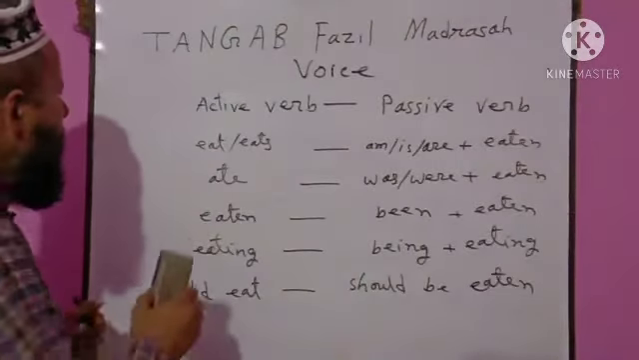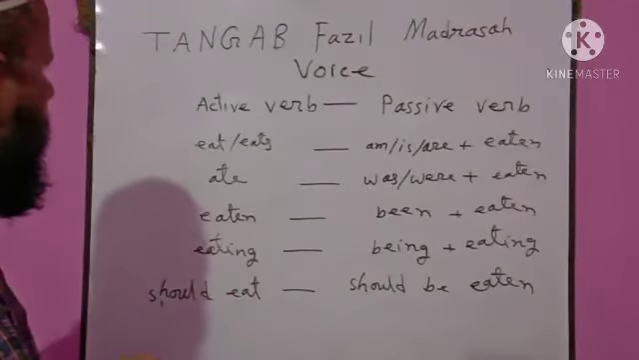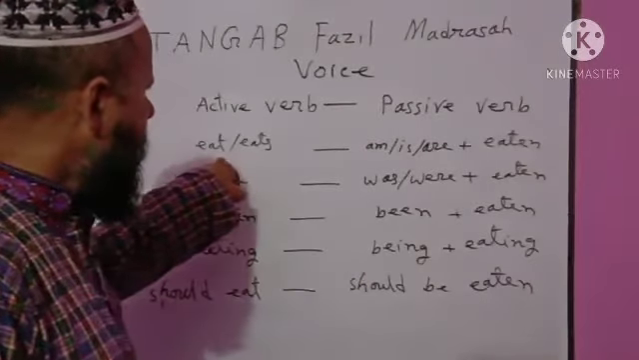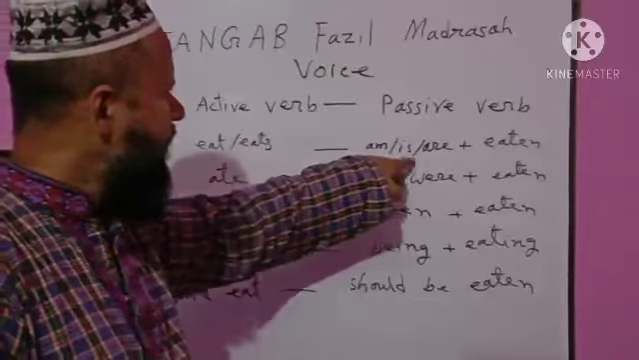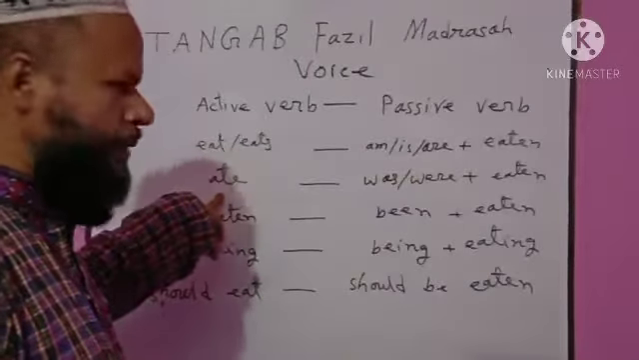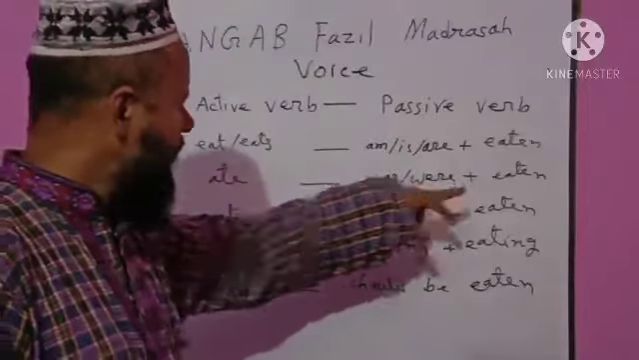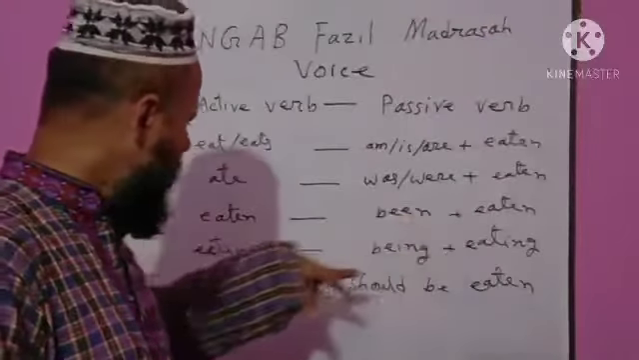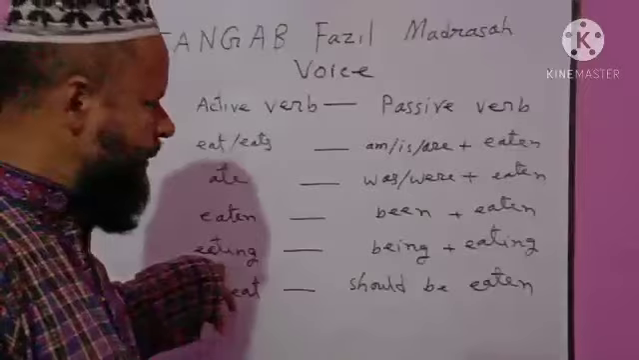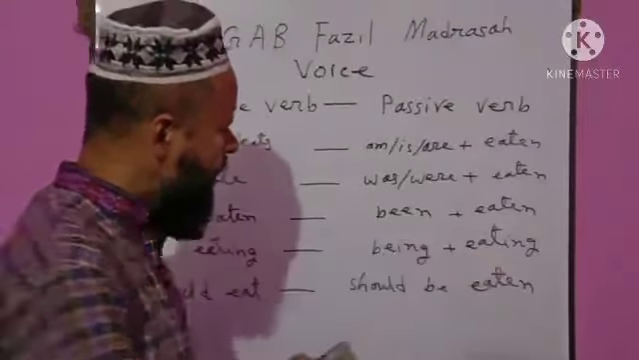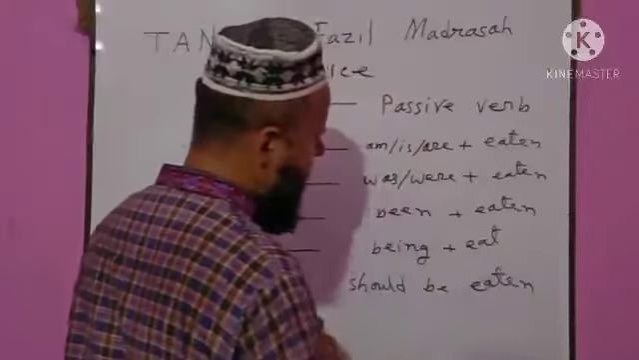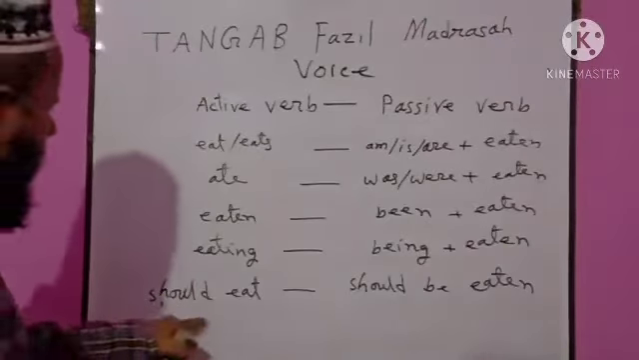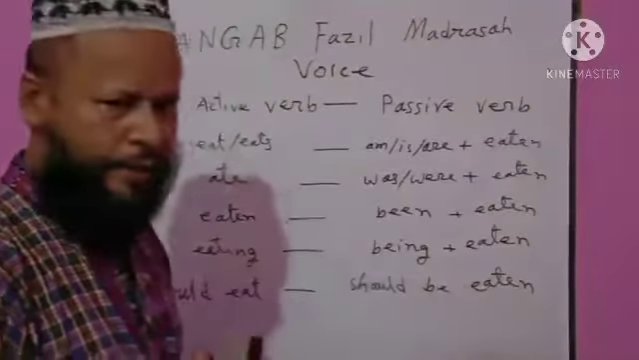Now you will try yourself. Look at the board. Present form, eats or eat. So passive voice, am, is, are, eaten. Ate, past form. So passive voice, was, were, eaten. Eaten, past participle. Passive voice, been eaten. Eating, verb plus ing. Being eaten. Should eat, should be eaten.